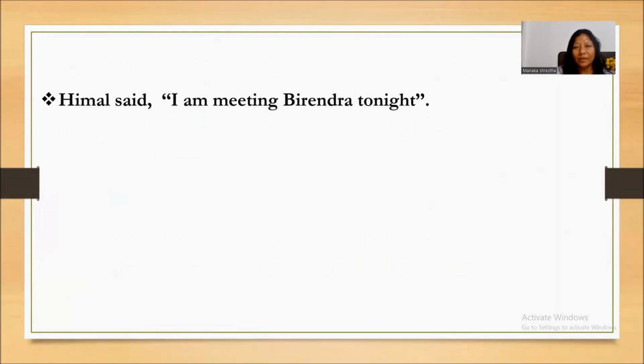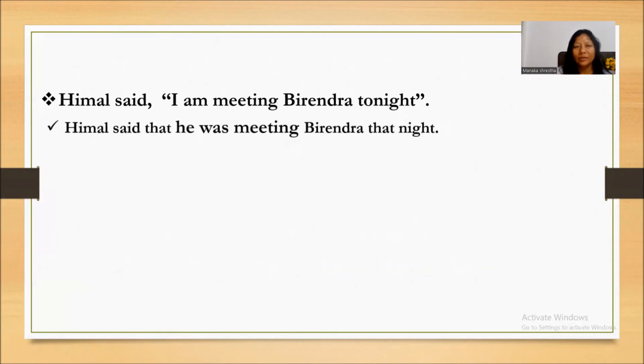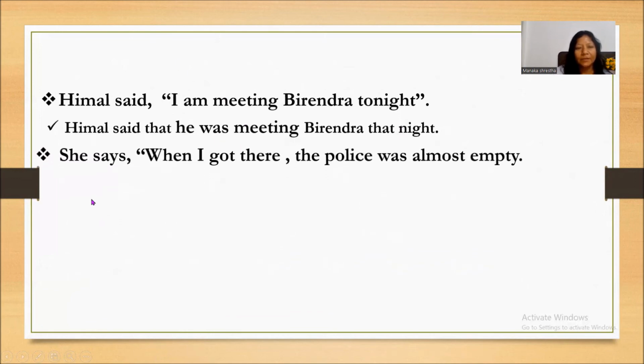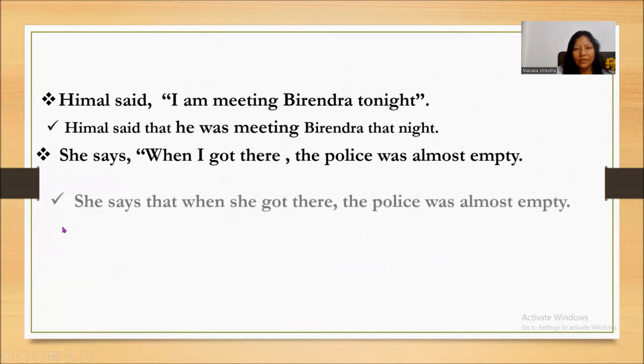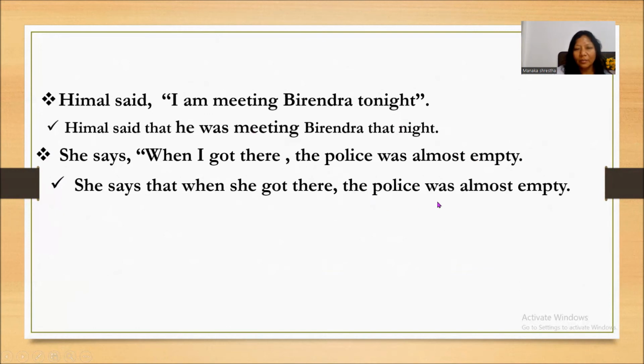Okay, next. Himal said, "I'm meeting Brenda tonight." Himal said that he was meeting Brenda that night. So tonight changed into that night, and meeting, present continuous, changed into past continuous, said is said. She says, "When I got there, the place was almost empty." Here, she said that when she got there, the place was almost empty. Why? Says is present tense, so we don't change the tense. It is as it is.